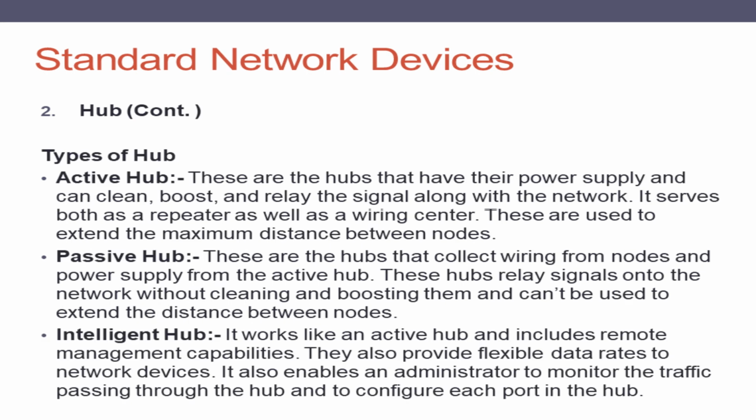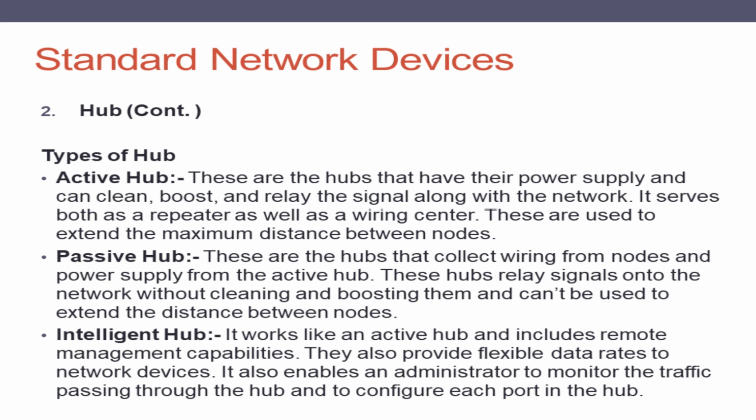Standard network devices. Hub, continued. Types of hub. Active hub. These are the hubs that have their own power supply and can clean, boost, and relay the signal along with the network. It serves both as a repeater as well as a wiring center. These are used to extend the maximum distance between nodes. Passive hub. These are the hubs that collect wiring from nodes and power supply from the active hub. These hubs relay signals onto the network without cleaning and boosting them and can't be used to extend the distance between nodes. Intelligent hub. It works like an active hub and includes remote management capabilities. They also provide flexible data rates to network devices.